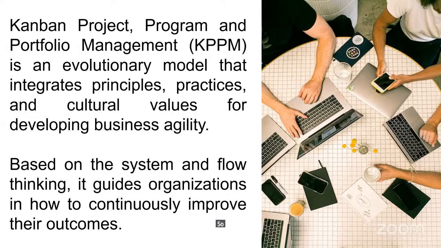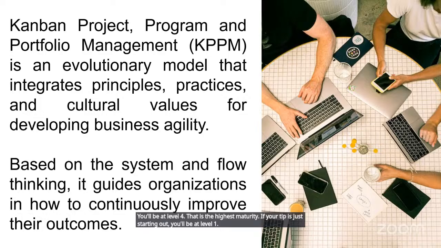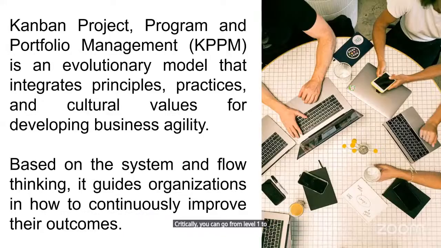So when we say evolutionary model in KPPM, we have 4 levels: level 1, level 2, level 3, and level 4. And if your team is mature, you will be at level 4. That is the highest maturity. If your team is just starting out, you will be at level 1. So level 1 is lowest, level 4 is highest. And as you mature, you will go from level 1 to level 2, level 2 to level 3, and level 3 to level 4. Theoretically, you can go from level 1 to level 3, but generally that is not recommended.